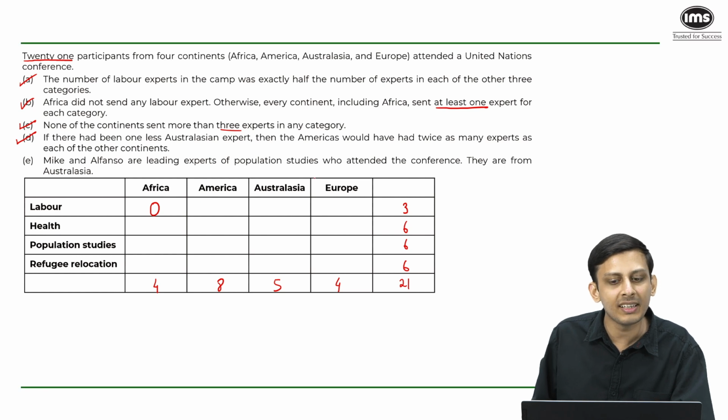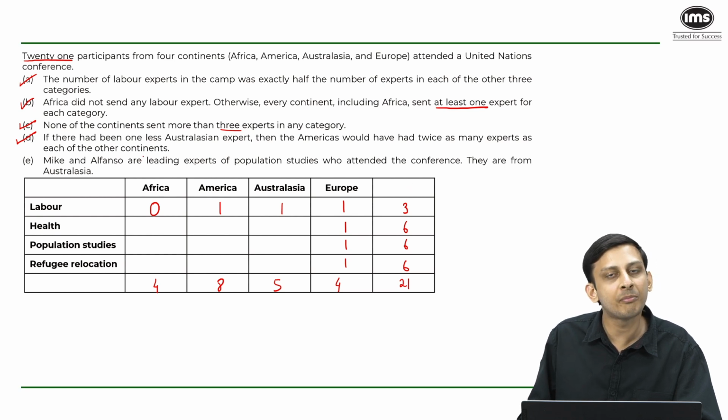Now using this, we can see that in labor, the total is 3. And each of these 3 values in labor will have at least 1 expert. And therefore, the only possibility is 1, 1, 1. That is how all of them will have at least 1 and we will get the total of 3. Similarly, if you look at the total for Europe, the total is 4. So the only way to get that is if all of these 4 values are 1, that is the only way in which all of them will be at least 1 and we will get the total of 4. So these will be 1, 1, 1, 1.